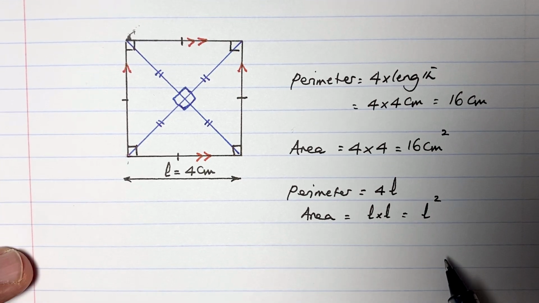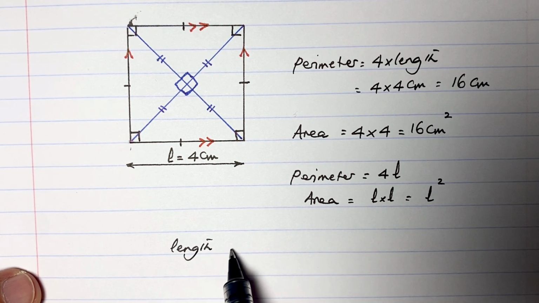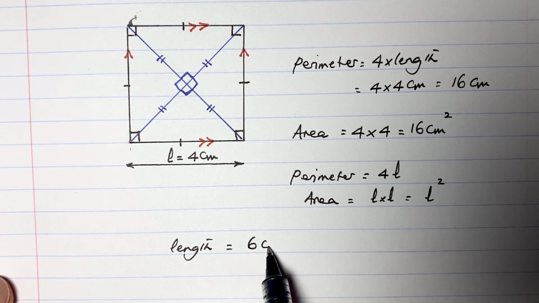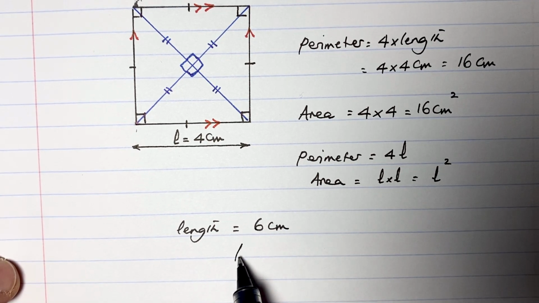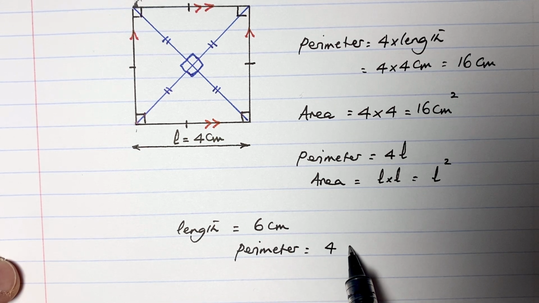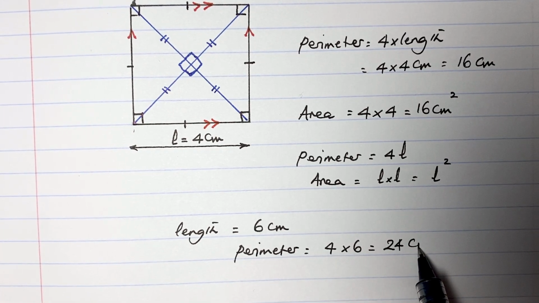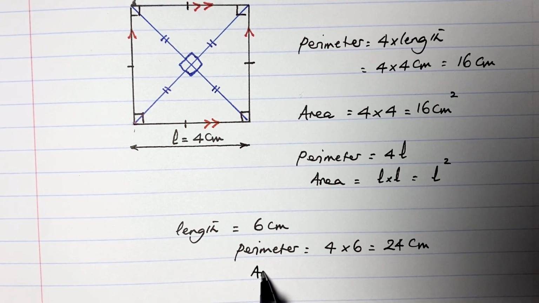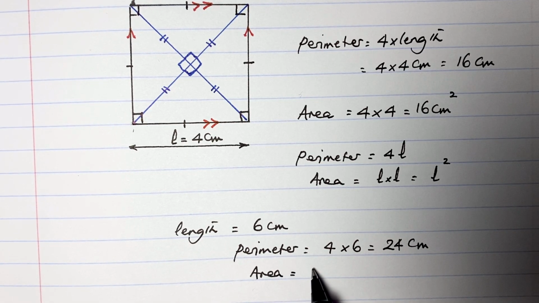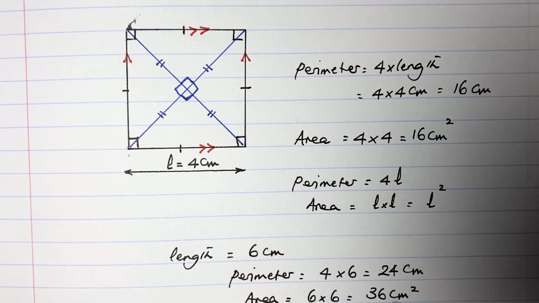Let's have another example. We have a square. The length equals 6 centimeters. So the perimeter would be 4 lots of 6, which is 24 centimeters. And the area would be length times length, 6 times 6, which is 36 centimeters squared. So let's quickly revise what I've said here.